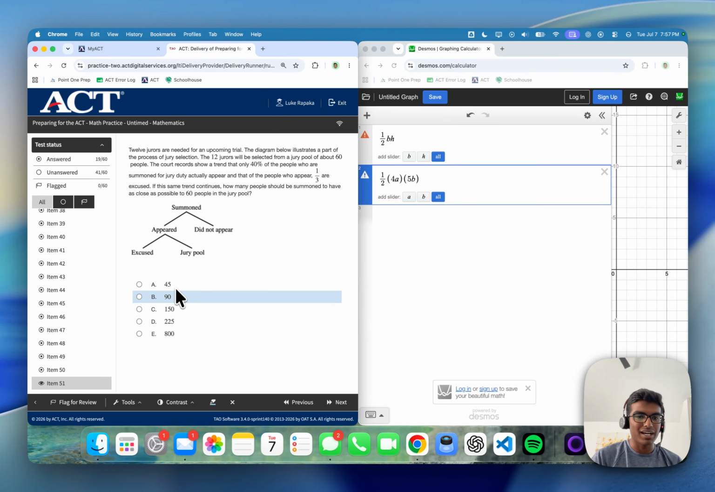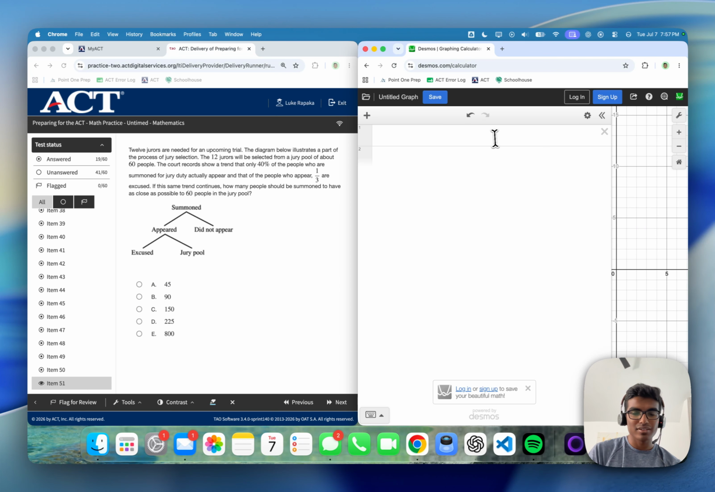So I'm pretty sure that 45 and 90 are not going to be it, because after you take out 40% and then a third or whatever, it's going to be less than 60. So let's start at 150. 150, 40% of people who are summoned actually appear. So that would be this one. Times 0.4. Then I get 60.